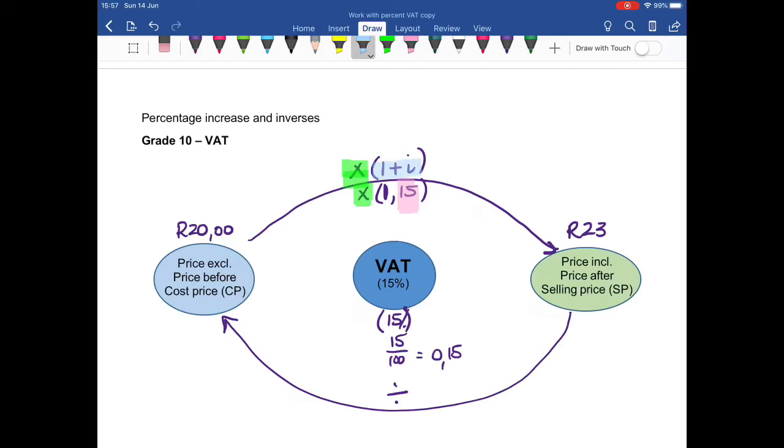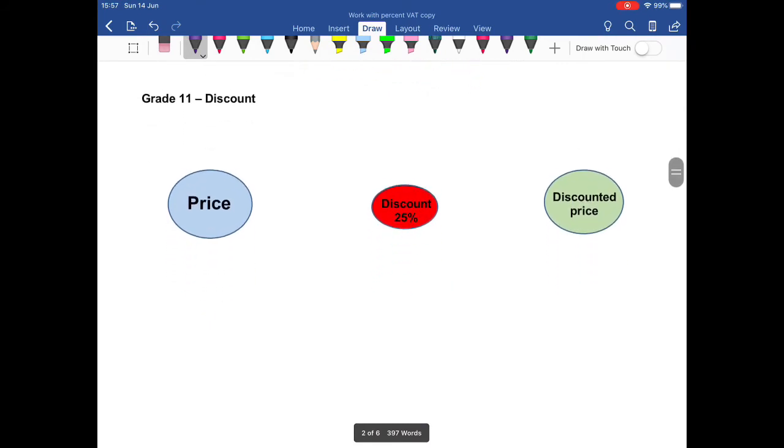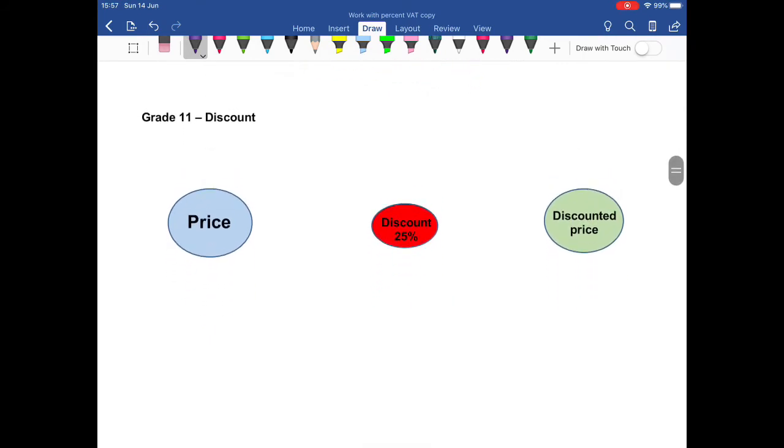This remains the same, 1 plus i. I will therefore take 23 Rand and divide by 1 plus i, which is 1.15. I'm going to divide 23 by 1.15, and I will get back to 20 Rand. That is the first introduction we had to percentage increase and the inverse operation.